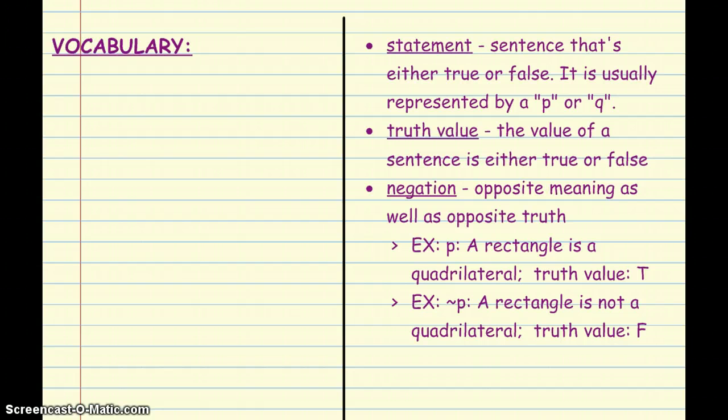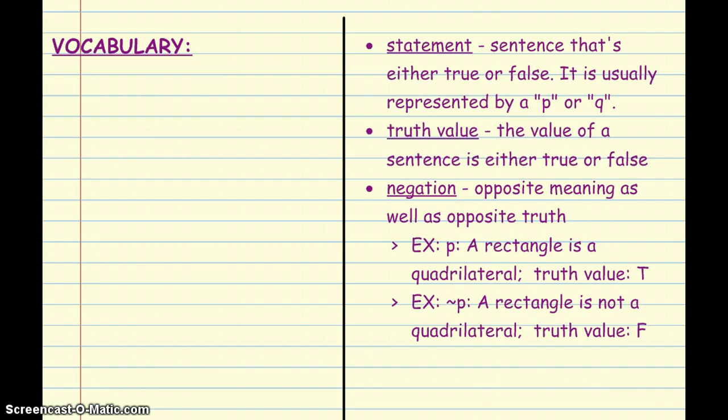A bunch of vocabulary, as seems to be par for the course for this book. The first thing is that when you see the word statement, it's just a sentence that's either true or false, which is no different than any other statement we talk about. Then we have truth value. It's the value of a sentence, either true or false.